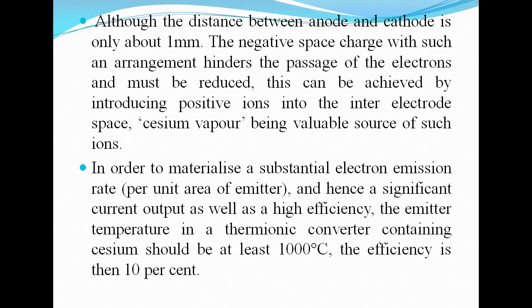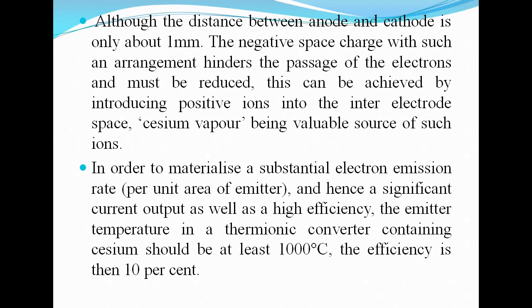Although the distance between anode and cathode is only about 1 mm, the negative space charge with such an arrangement hinders the passage of the electrons and must be reduced. This can be achieved by introducing positive ions into the inter-electrode space, cesium vapor being a valuable source of such ions. So this is the type of generator that we are going to see in the next slide, cesium vapor.